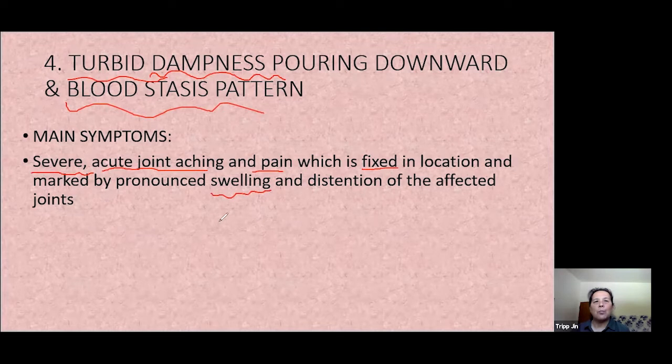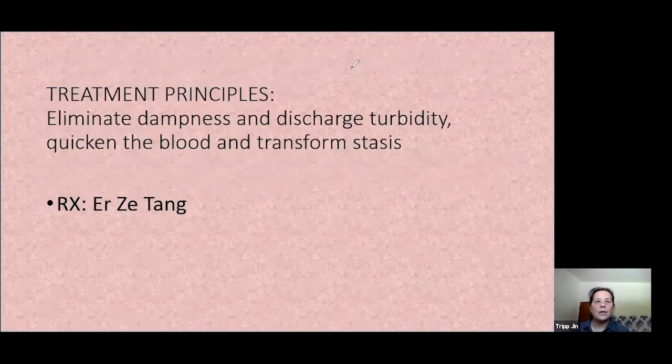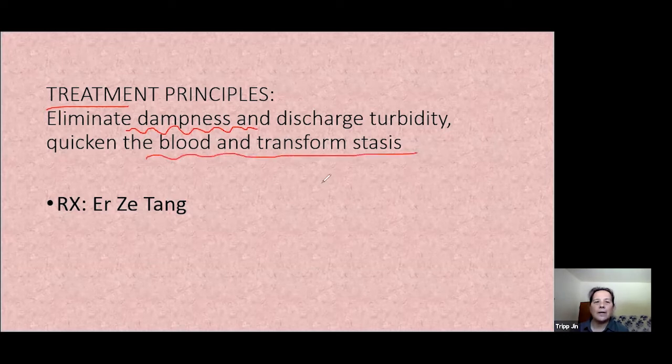So maybe we can see a combination like the blood stasis pattern and dampness pattern we talked about before, like a swollen tongue and a slippery pulse and a purple tongue. So basically, these are severe patterns. For these severe kind of patterns, the treatment principle is we need to relieve dampness and then move qi, move blood, resolve blood stasis.